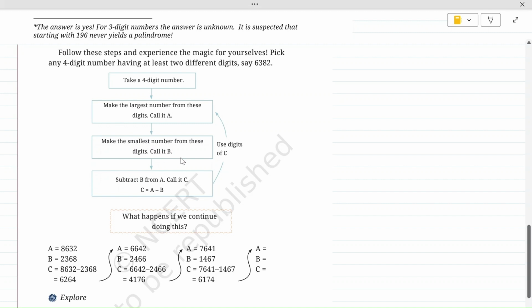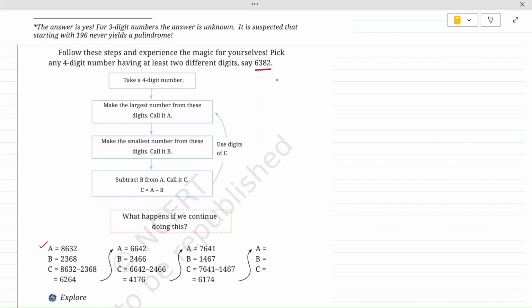So what we have done is taken a 4-digit number. In this case, they have taken 6382 as the number. First, they are identifying the largest number. Kids, we know that to make the largest number from the given digits, we arrange the digits in descending order. So it will be 8632. So for A, the largest number they have made from these 4 digits is 8632.